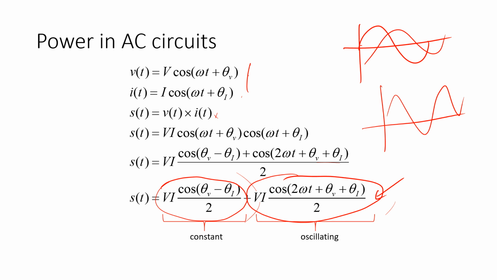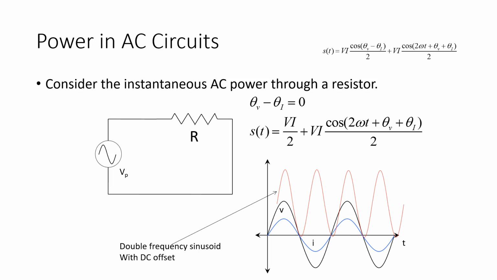So unlike multiplying current by impedance, remember impedance is not a sine wave, impedance was just a complex number, so it was a constant. So when I multiply a sine wave by a constant, I get another sine wave. When I multiply two sine waves together, I get a sine wave with an offset. So that is a very important thing to remember.